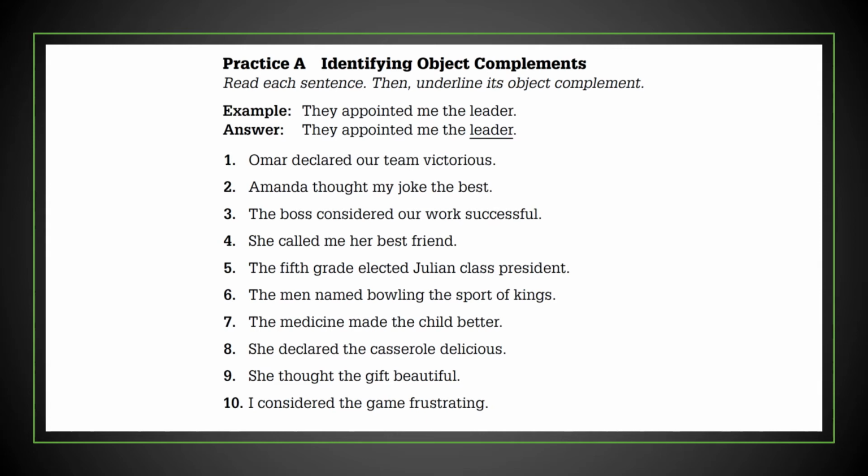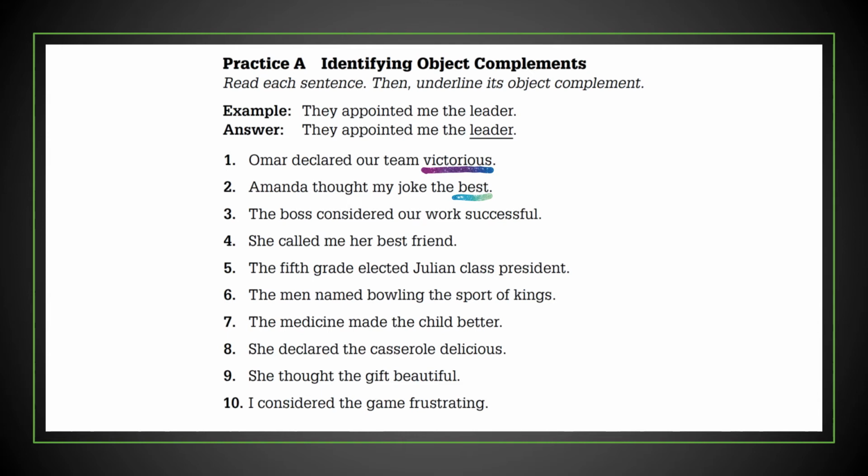So number 1, Omar declared our team victorious. So victorious is the object complement of this sentence for the direct object, team. Number 2, Amanda thought my joke the best. Amanda thought my joke. You remember here what I said? There is the understood to be. So basically it is Amanda thought my joke to be the best. Okay, if you want another way to identify the object complements, add to be.